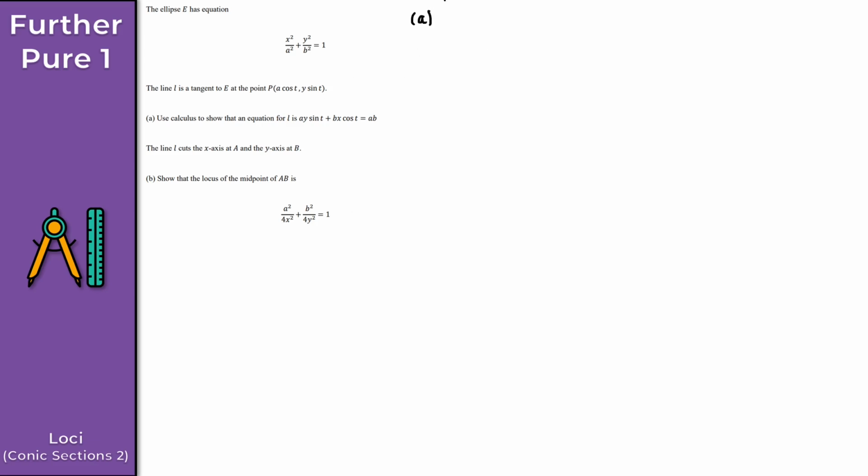For part A, where do we begin? Well, this point P has coordinates A cos t, B sin t. That should be a B there, apologies. We'll fix that on the worksheet. So what this tells us is my parametric equations are x equals A cos t and y is equal to B sin t.